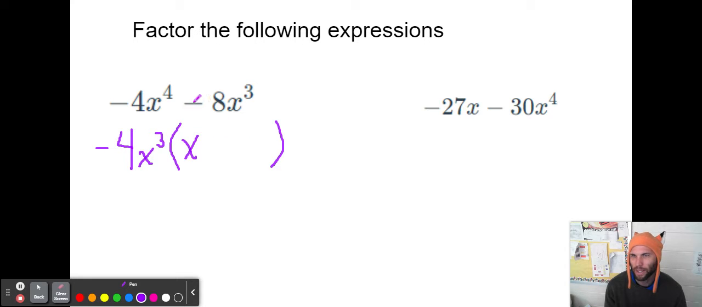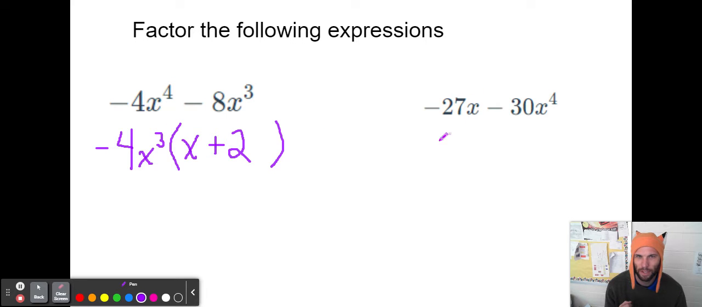Okay, so I need to get back to a negative, so this is going to be a positive. And this is the pattern. Whenever you pull out a negative GCF, it's going to mess with this sign right here, okay? So 4 times what is 8? That's 2. And then x to the third, so we've got all of our x's. So this is factored, okay?